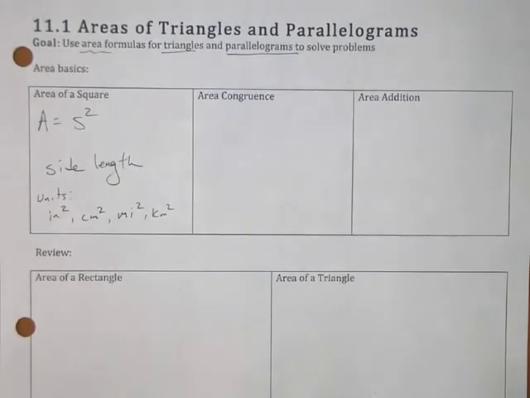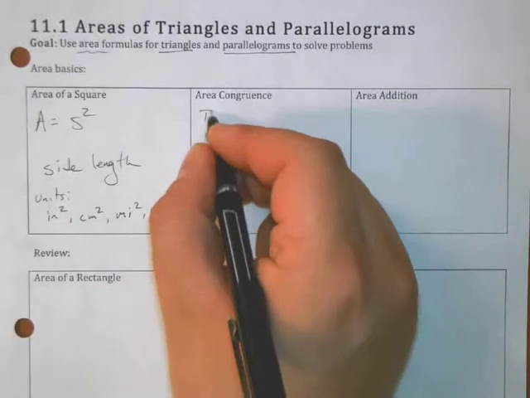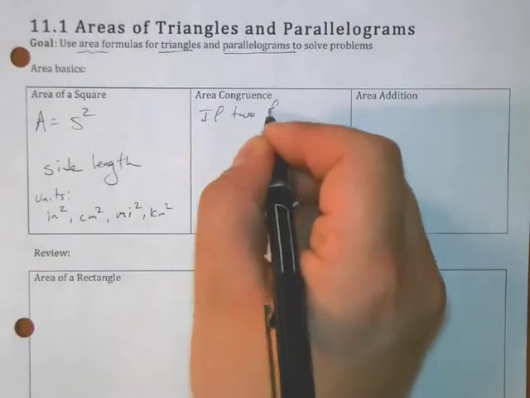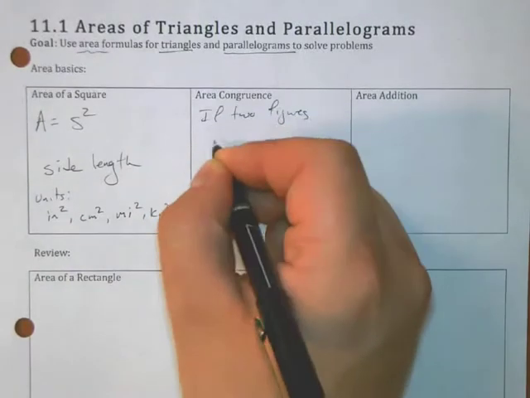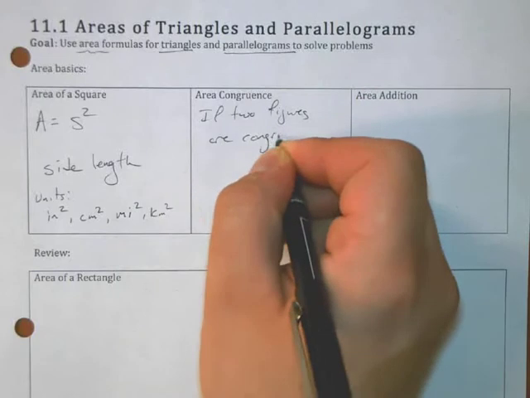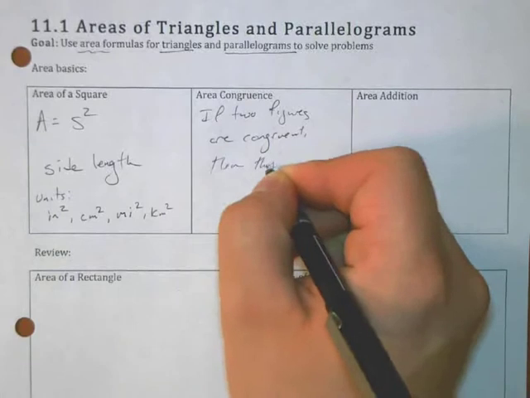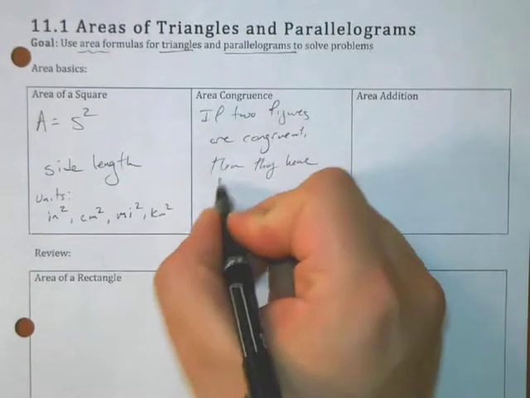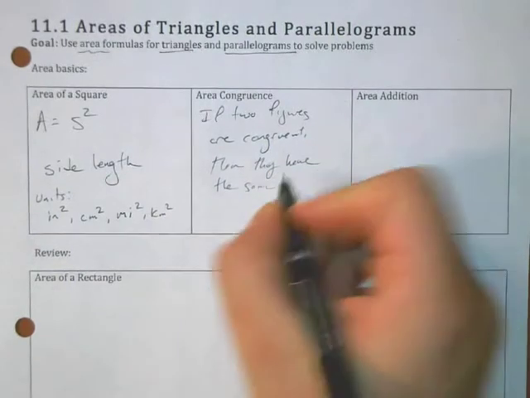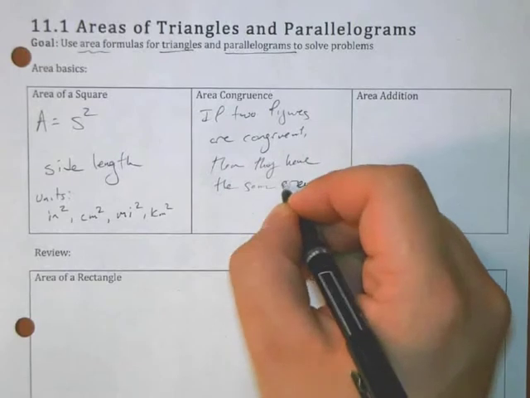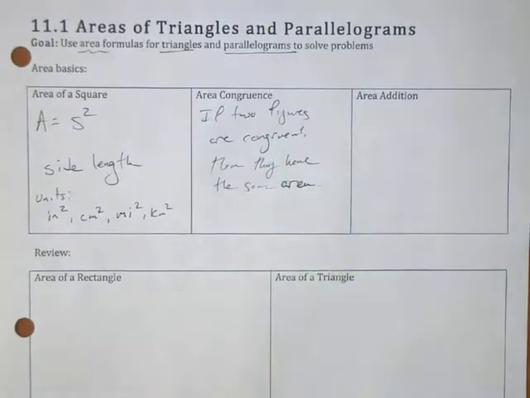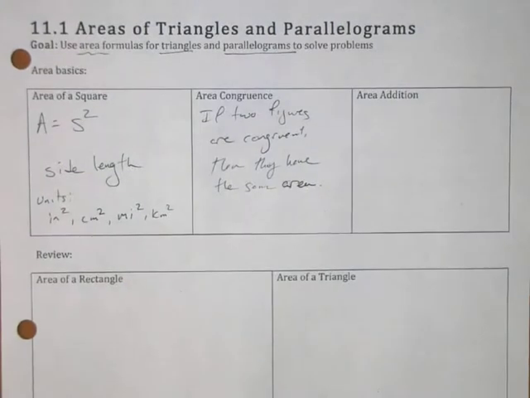Okay. Area congruence: if two figures are congruent, then they have the same areas. If two figures are congruent, then they have the same areas.